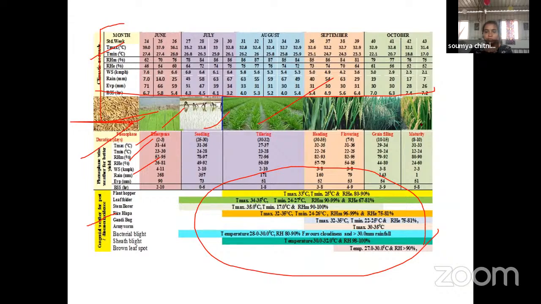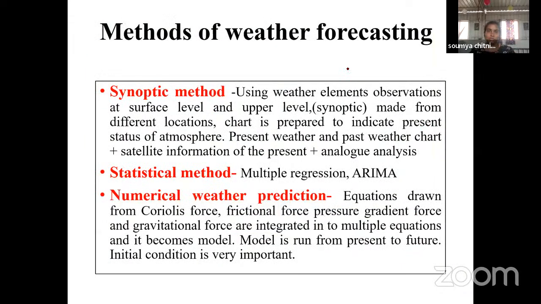All right. So the next one, there are different methods of weather forecasting. One is the synoptic method. Synoptic method means over a larger area, using those symbols and the previous and present data, they will predict the future data. They prepare the chart, and the synoptic method is mainly used for short range forecasting.